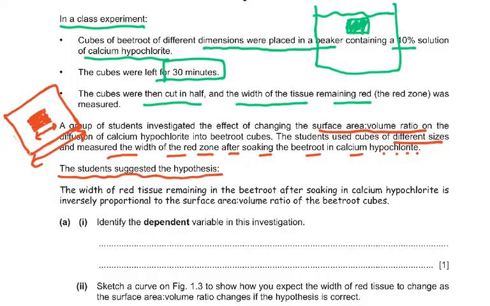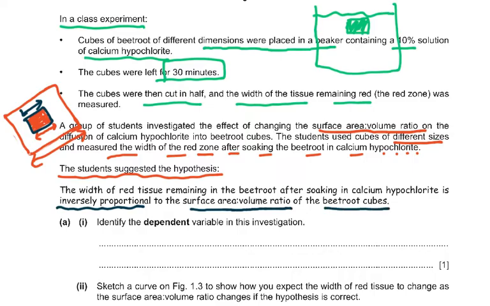What was the hypothesis? The width of the red tissue. This is the red tissue. The width of the red tissue remaining in the beetroot after soaking in calcium hypochlorite is inversely proportional to the surface area to volume ratio of the beetroot cubes.